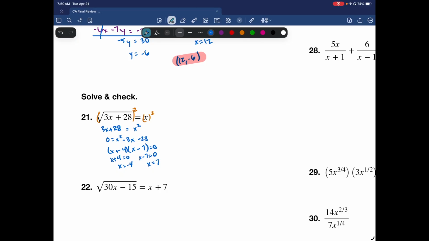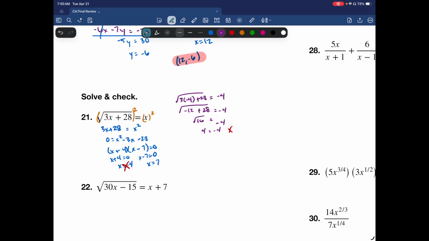I'm going to take negative 4 and plug it into both sides, and see if one side equals the other. So it's going to give me the square root of 3 times negative 4 plus 28 equals negative 4. You should already see this is going to be a problem because you can't take the square root of a number and get a negative. But let's look at it. 3 times negative 4 is negative 12 plus 28, that's going to give you 16. And this is going to give me 4 equals negative 4, which is not a thing. So I can't use that one.